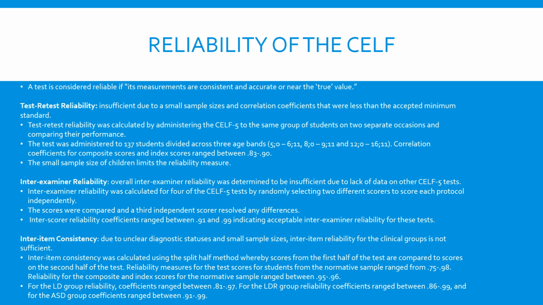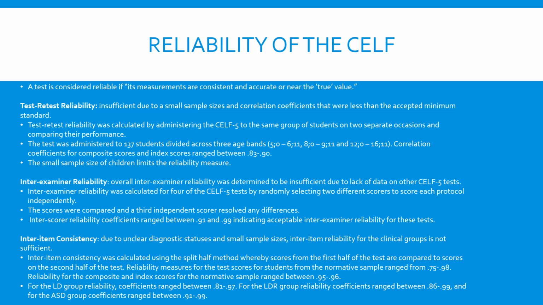So a lot of these coefficients were below the acceptable standard. And while the reliability coefficients for the composite and index scores are acceptable, insufficient data regarding how these values were obtained means that inter-item consistency can't be considered sufficient.